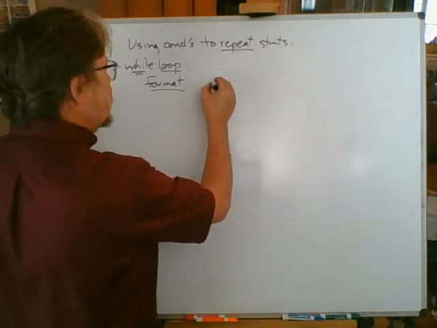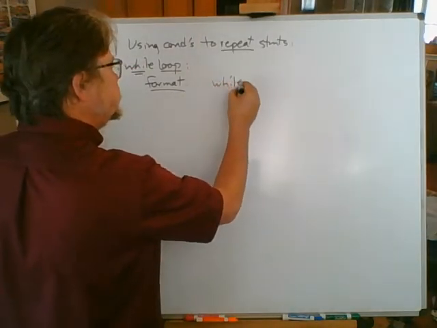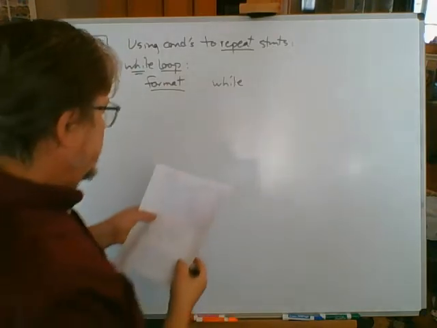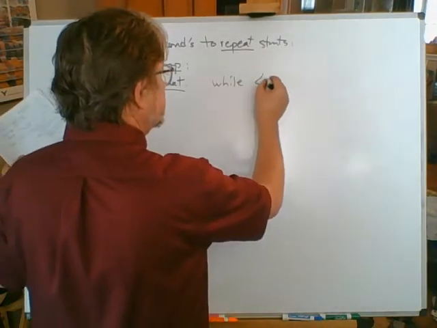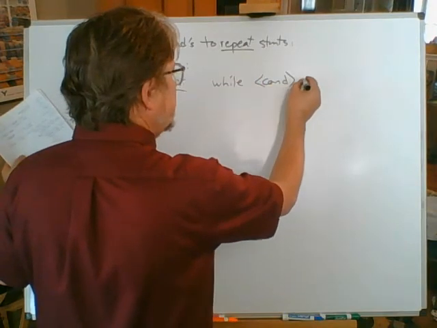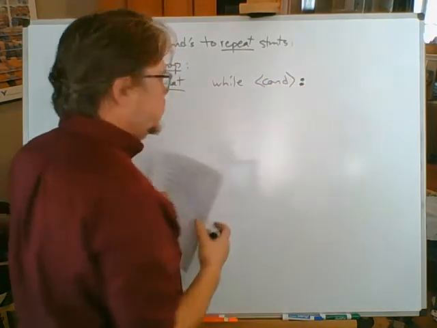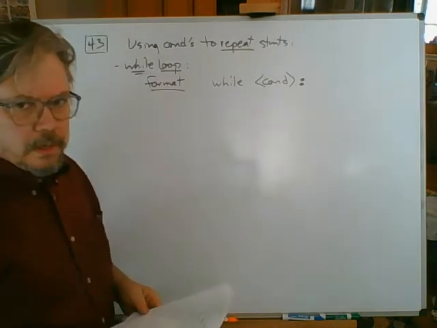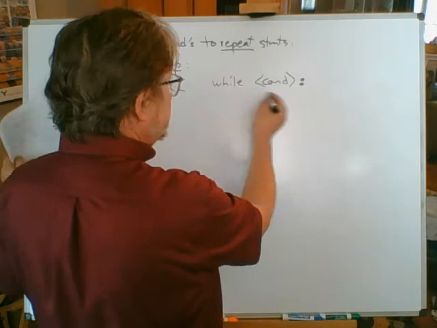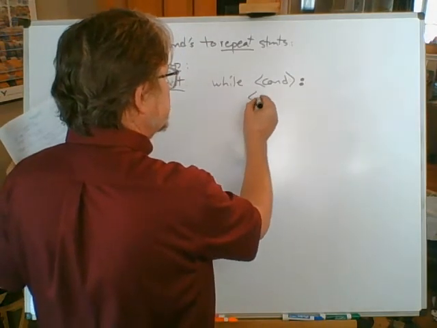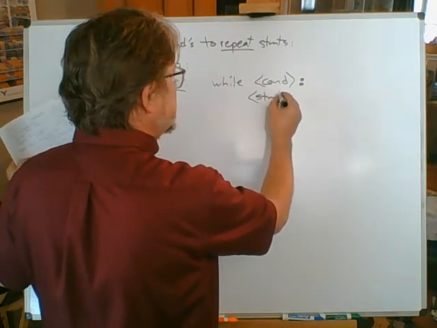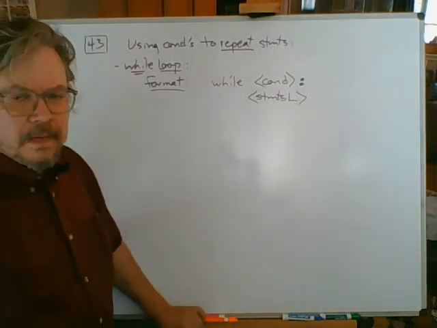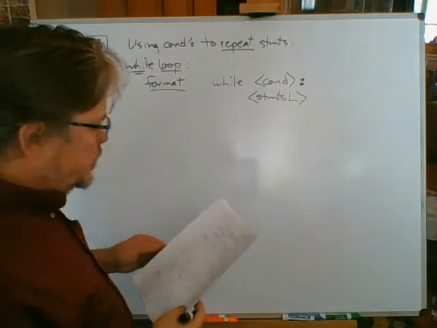is the word while, which changes to a special color in the editor because that's a reserved word. The editor knows it too. While, and then a condition, just like we had on the if statement. And then a colon, just like we had on the if statement. So far, the only thing different is we ripped out the word if and put in the word while. Indented statements beneath here, I'm going to label these as STMTS capital L for statements loop. Not statements true, not statements false, but statements loop.